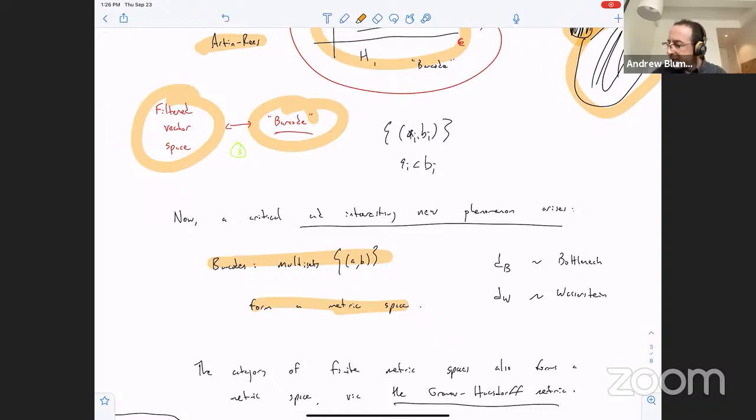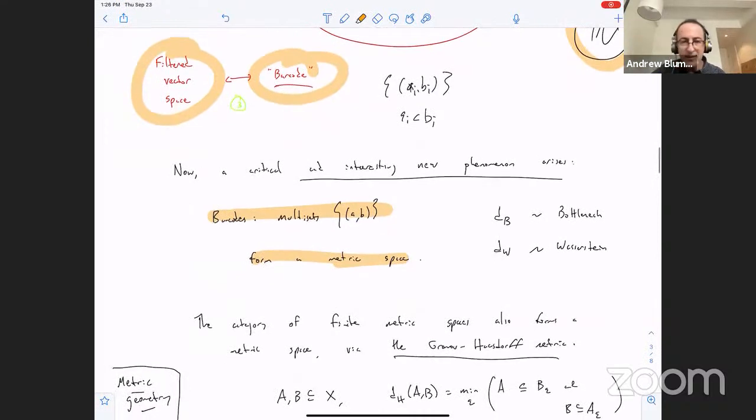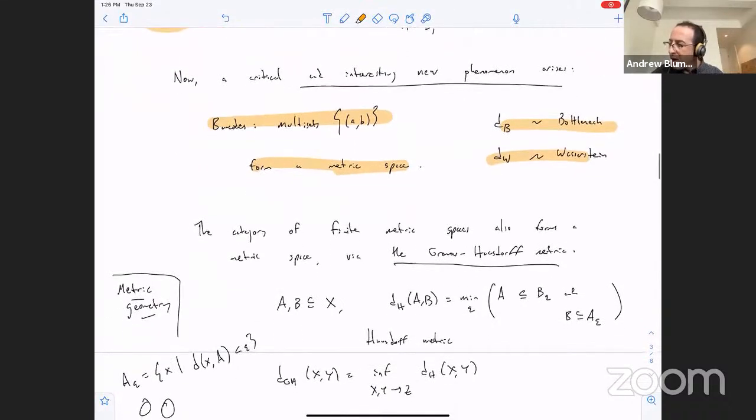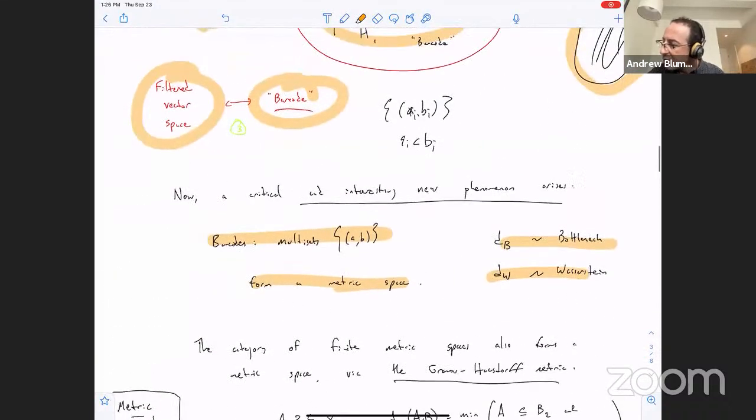But this is a metric space, and there are various choices, notably the bottleneck metric and the Wasserstein metric. But all of these rely on, I guess I didn't draw a picture of it. I should do that. The idea is this: if I have this barcode, and now I have, let's say, this barcode, what am I going to do? I'm going to think about a matching between the bars.